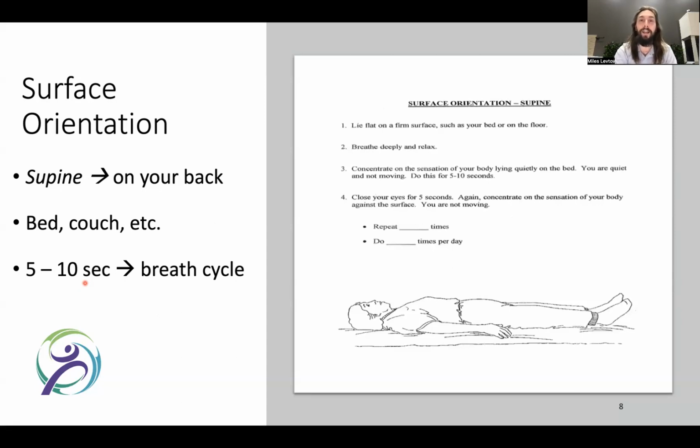Is it resting against your body? Is it resting against an object? Is it pressed against something? Does it feel comfortable?